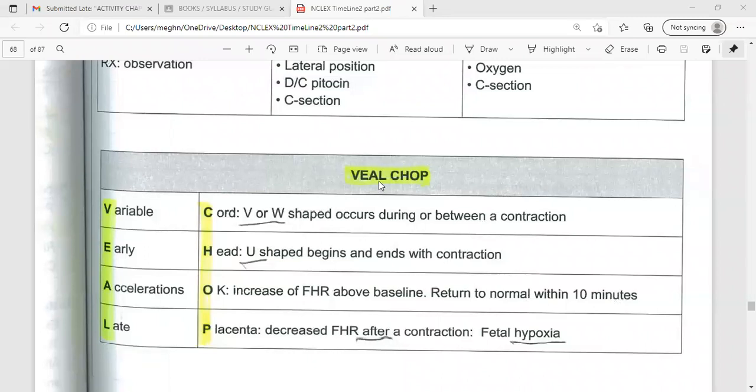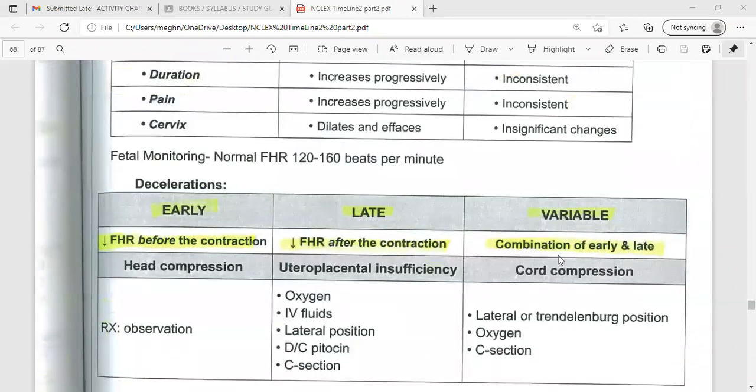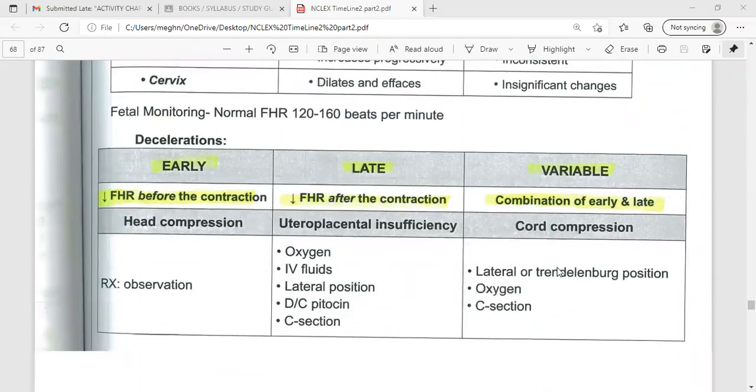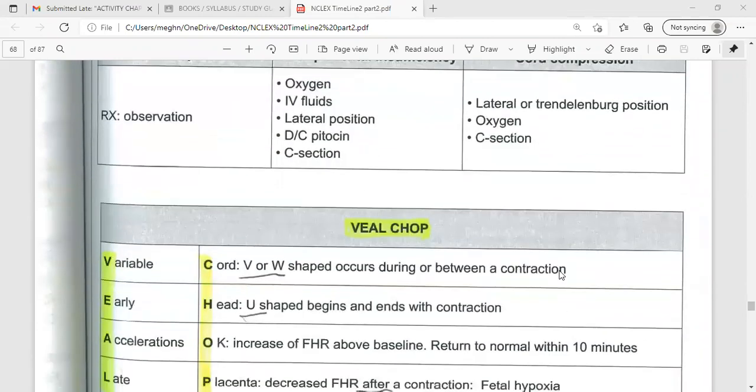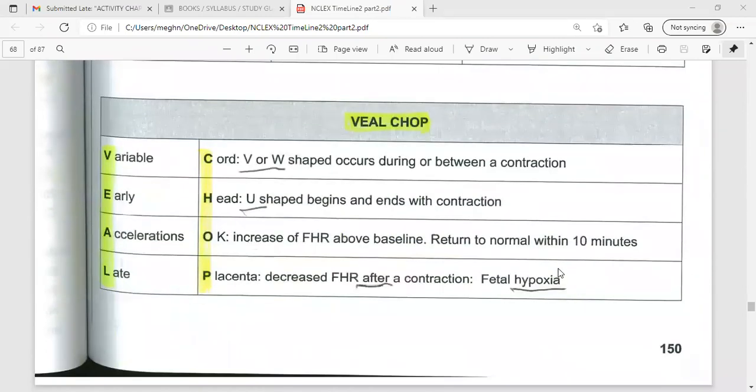And L stands for late deceleration. The underlying cause is P for placental insufficiency. The NCLEX board frequently asks questions about the underlying causes and the management. Every student must know about it.